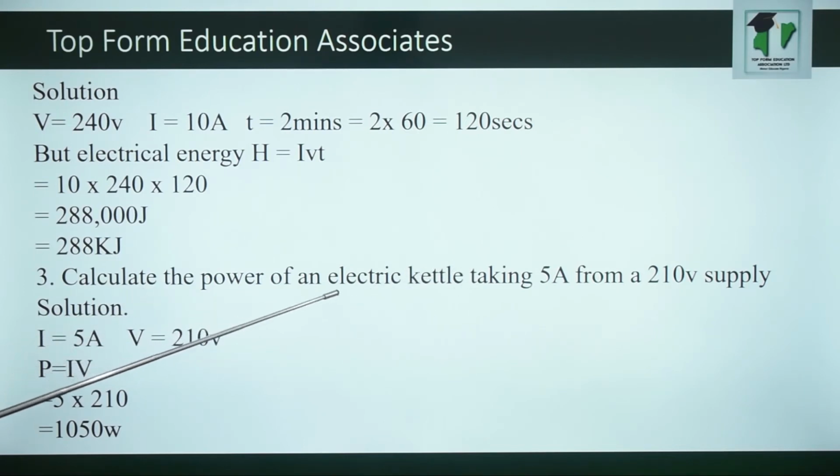Calculate the power of an electric kettle taking 5 amperes from 210 volts supply. So we have only 5 ampere given to us as the current, and the voltage is 210 volts. So what formula are we going to use to calculate the power? The electrical power. We have P is equal to IV. So here we'll have I is 5 ampere and the voltage is 210 volts. So if you multiply through, you have 1050 watts. Is that okay?